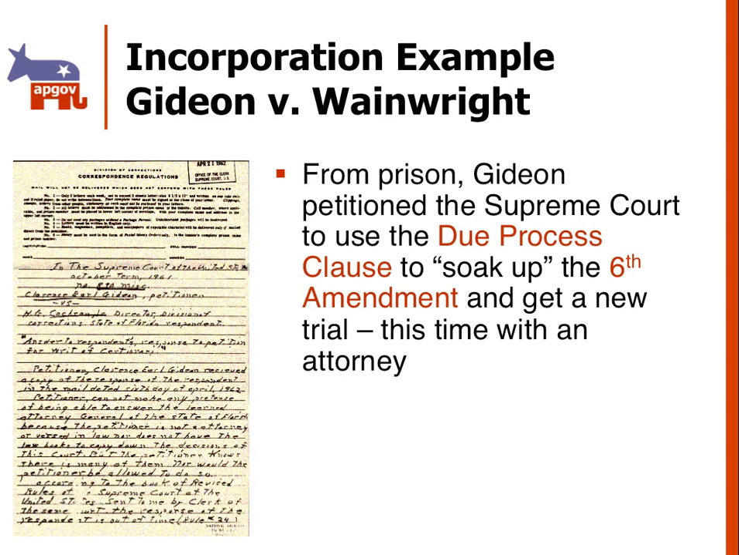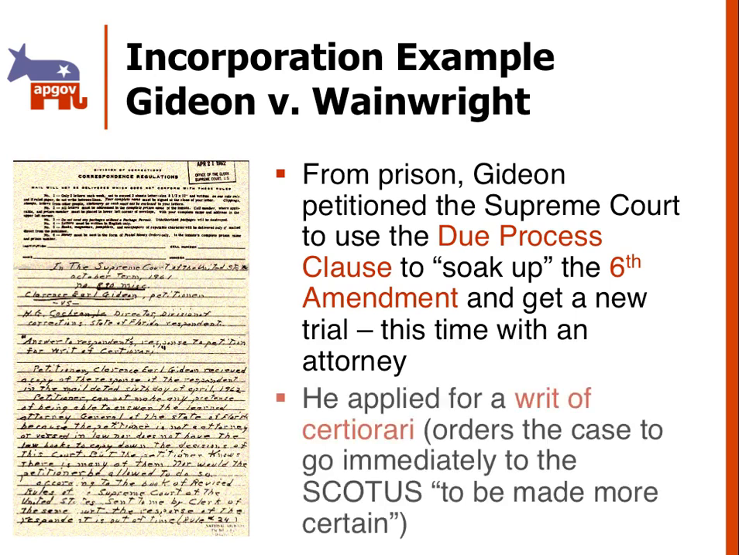What if I take the Due Process Clause, which remember says no state can deprive a person of life, liberty, or property? So what was Gideon deprived of? He was deprived of his liberty. He was in prison. And the Sixth Amendment says he should have gotten an attorney. So he wanted to combine these things. It's a pretty clever argument.